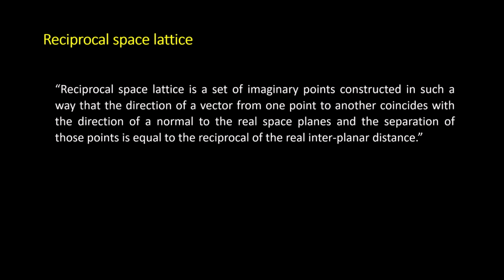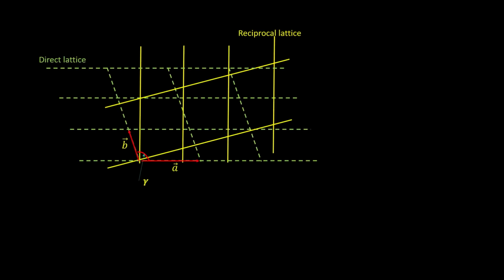The reciprocal space lattice is a set of imaginary points constructed in such a way that the direction of a vector from one point to another coincides with the direction of a normal to the real space planes, and the separation of those points is equal to the reciprocal of the real interplanar distance. Like in the real lattice, we can define a unit cell, called the reciprocal unit cell, in this reciprocal lattice as well.